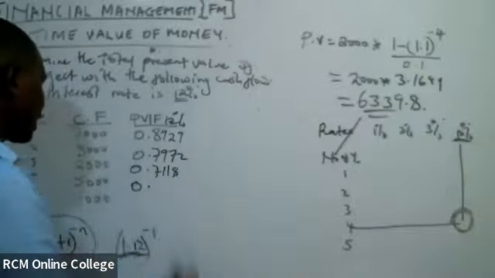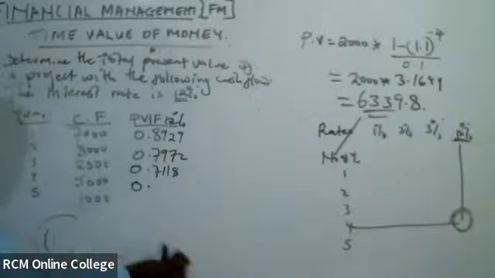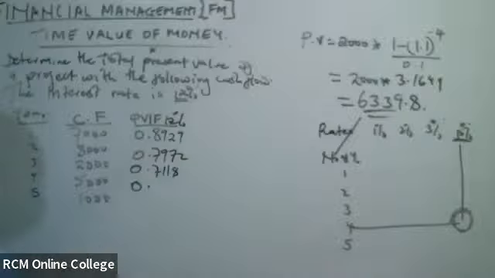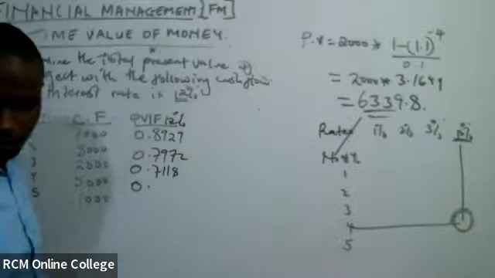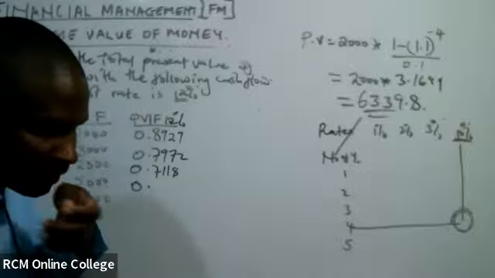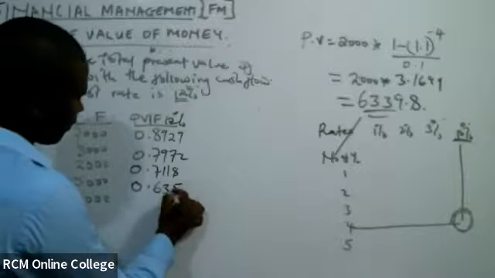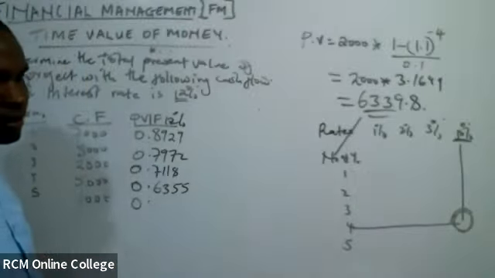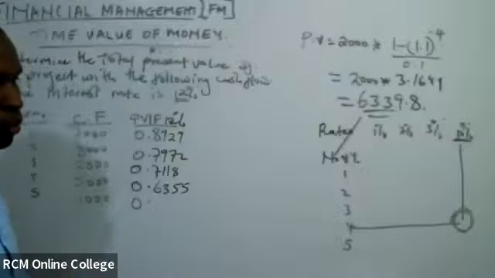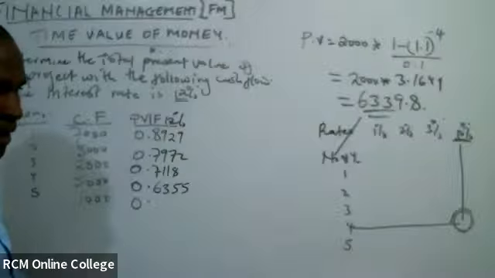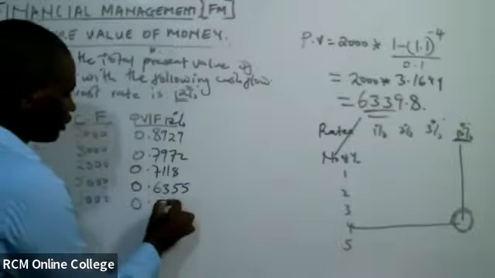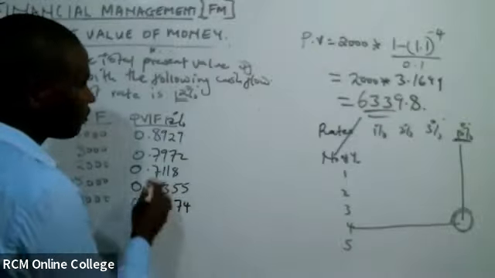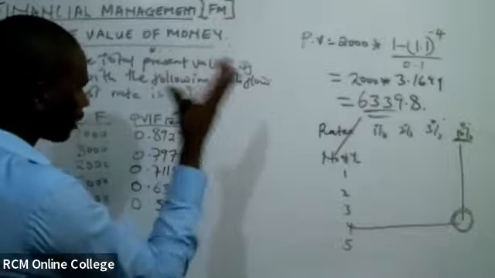Ya nne, almost winding it up. 0.6355. And the last one, ya mwisho sasa. 1.12 raised to -5. Itakuwa ngapi? 0.5674. You see, there's a difference between the irregular and the regular.